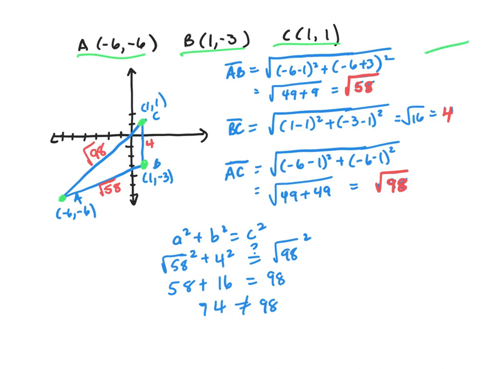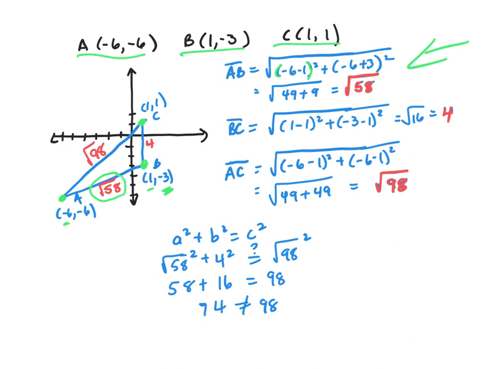So what I did here is I found the length of line segment AB by using the distance formula. So the distance formula is the difference in your x's squared plus the differences in your y's squared, and you take the square root of that. So negative 6 minus 1 is here, plus difference in your y's. Negative 6 minus a negative 3 is plus 3. And I simplified that and got square root 58. So there's that distance there, square root 58.